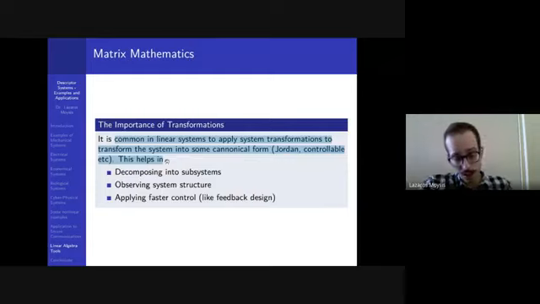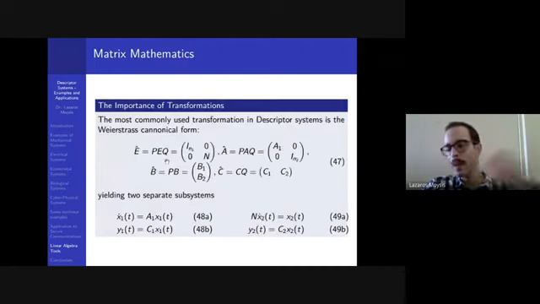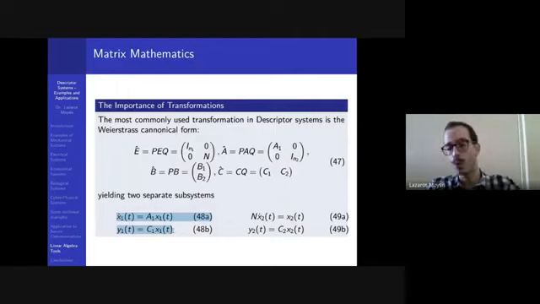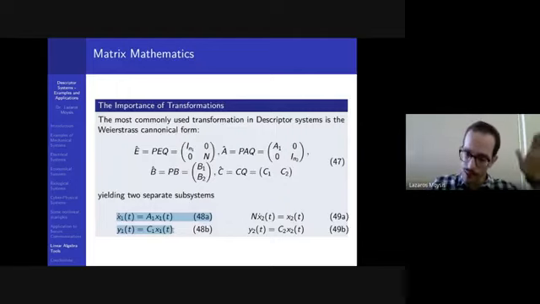So again, matrix transformations, which are a very big part of linear algebra, are also very useful in descriptor systems. And for example, let me give you a short example. One of the very classic transformations that we do in descriptor systems is called the Weierstrass canonical form, or the Kronecker form, as some people say. And this allows us to take a descriptor system and decompose it into two subsystems. The first one is a state space system, which is very important.